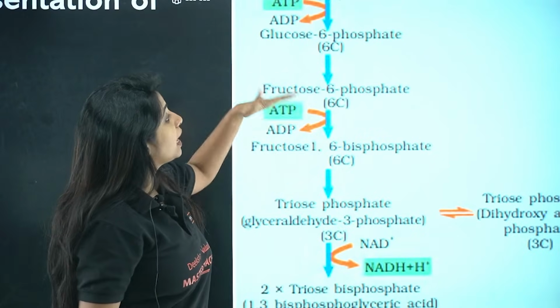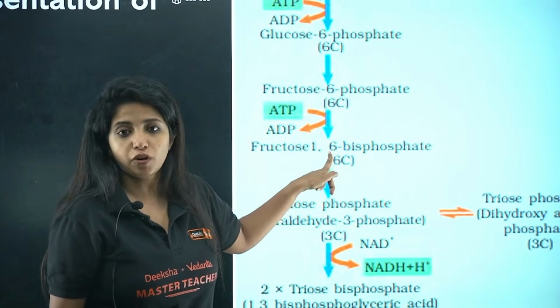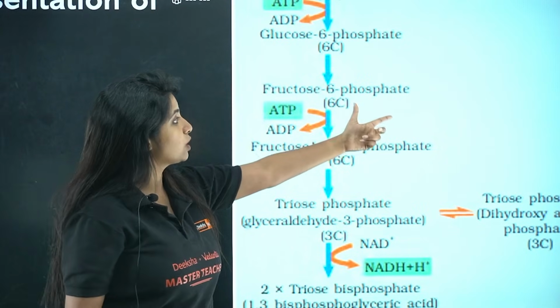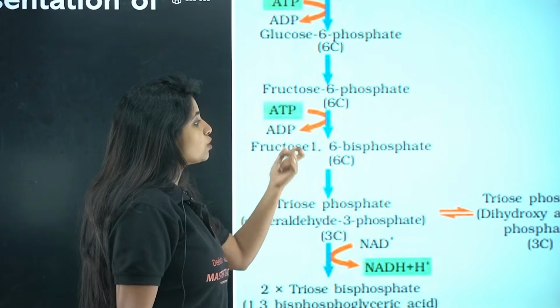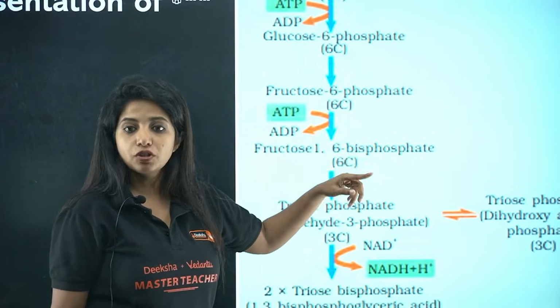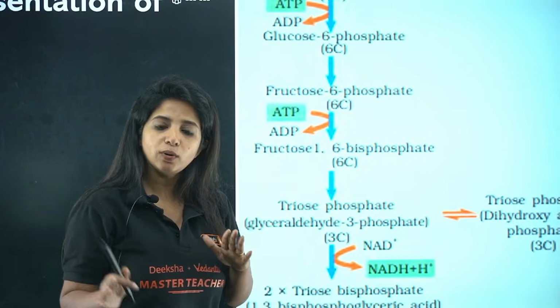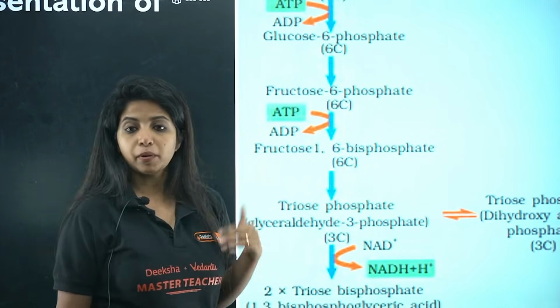Now what do you do? Again you spend one more ATP, and whenever you are spending ATP, you see one more addition of phosphate. So it was fructose 6-phosphate, but now at 2 positions you have phosphate, which is why you call it fructose 1,6-bisphosphate. So at the first position and the 6th carbon position you have phosphate groups, which is why you say fructose 1,6-bisphosphate. Okay, that is a 6-carbon compound again.